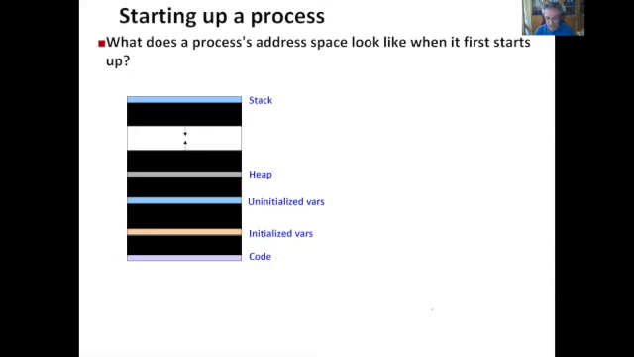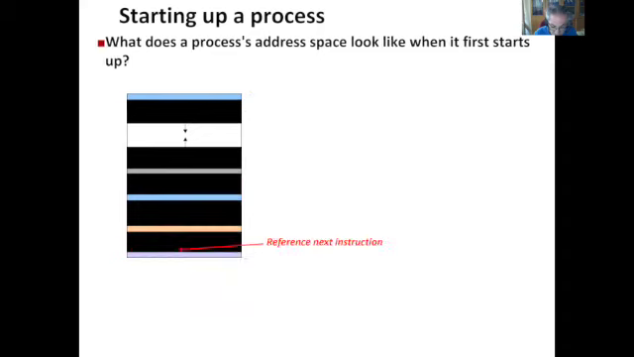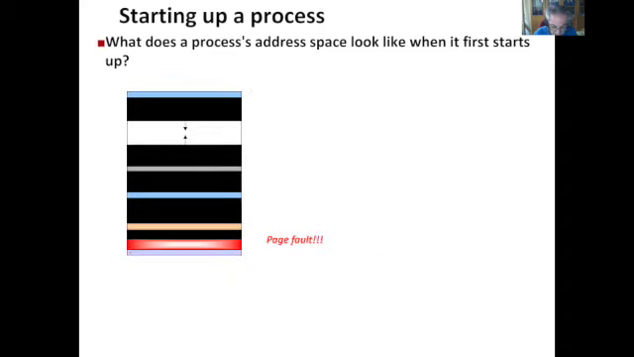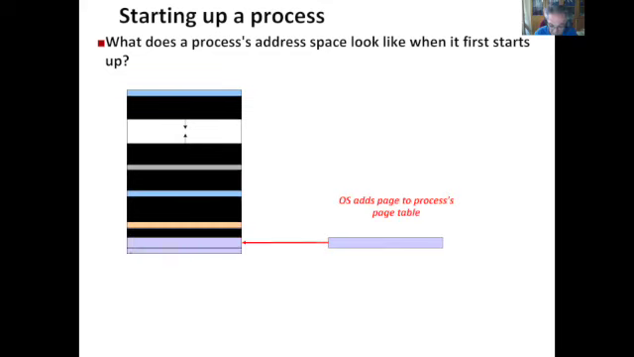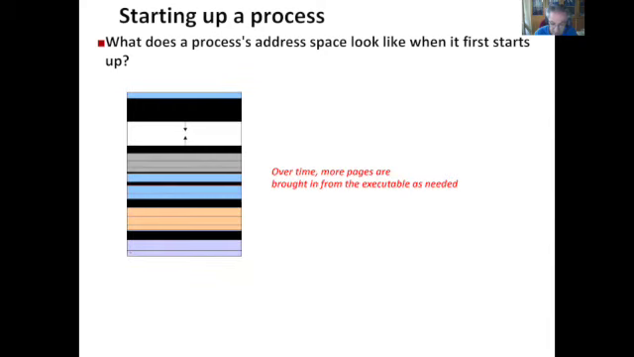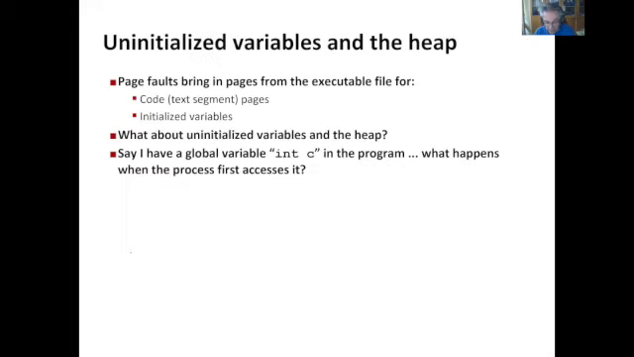Initially, when you start and access code here, you first access it and create a page fault, you read the missing page from the executable, you add it onto the page table, and so on. Over time, more and more pages will be brought in from the executable as needed, and your stack grows as such. Even when you're using your stack, when you want to push something or access it, it implicitly creates a page fault, and then you do whatever is necessary.